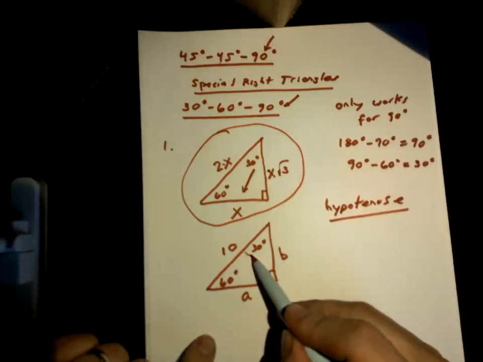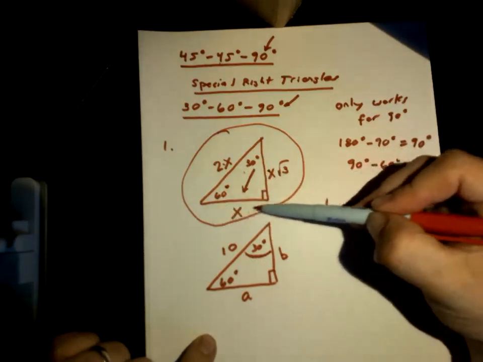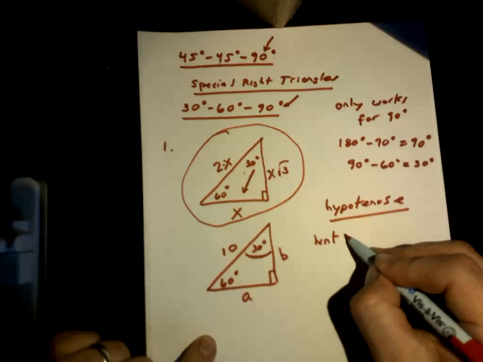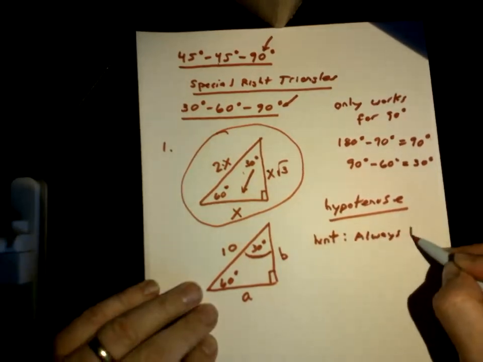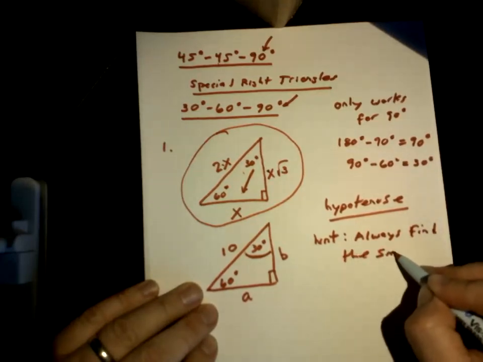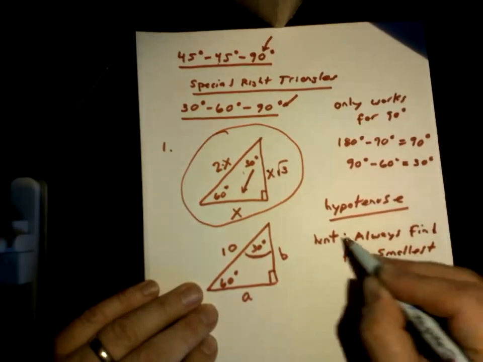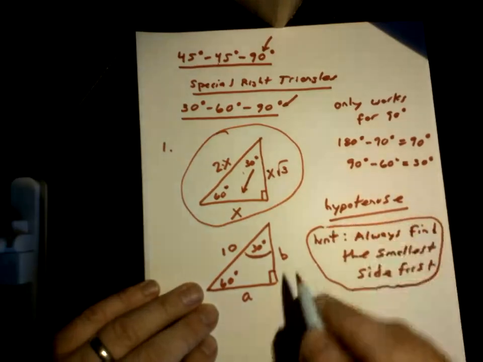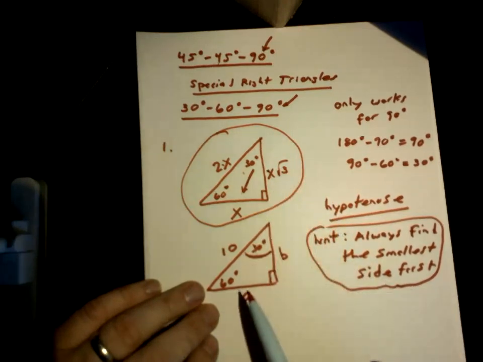So 30 degrees, remember, is always your smallest angle. So here's a hint: always find the smallest side first. Always find the smallest side first because that will help you get the rest of them.